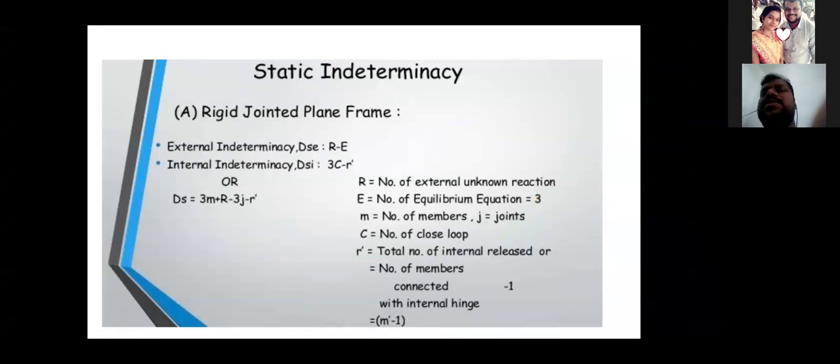Now, static indeterminacy for a rigid jointed plane frame. Again, external indeterminacy is equal to R minus E, where E is the number of equilibrium equations and R is the number of external unknown reactions available. Static internal indeterminacy DSI is equal to 3C minus R dash, where C is the number of closed loops. What is a closed loop? I'll let you know. R dash is the total number of internal released forces, or the number of forces connected with the internal hinges. When you solve a problem, I will let you know. Just see the formulas now.